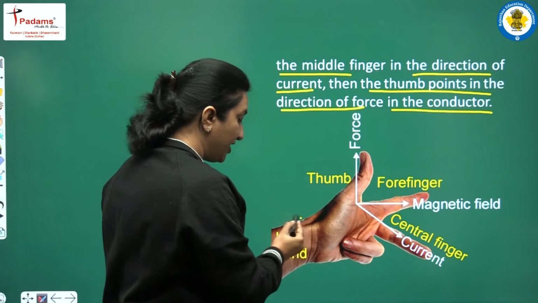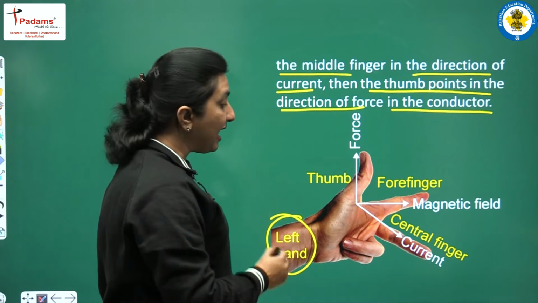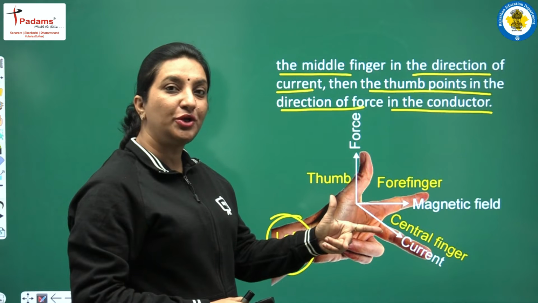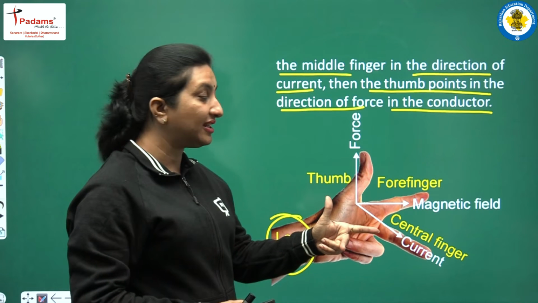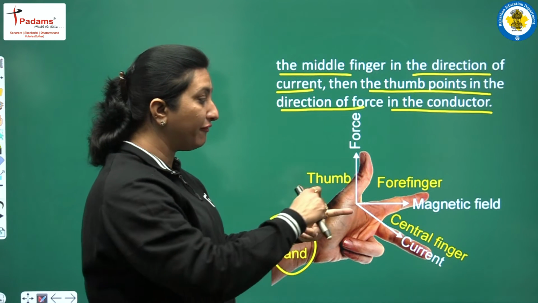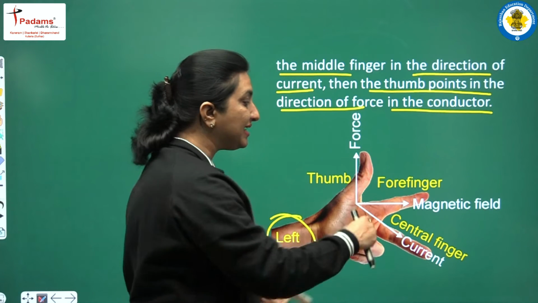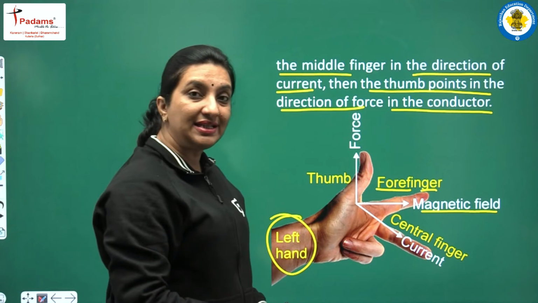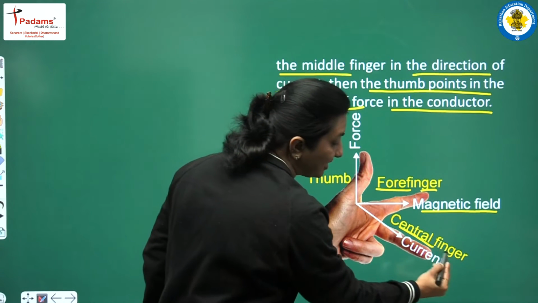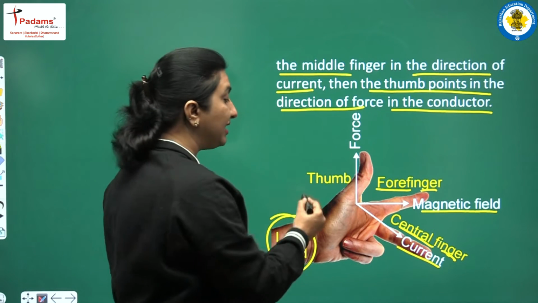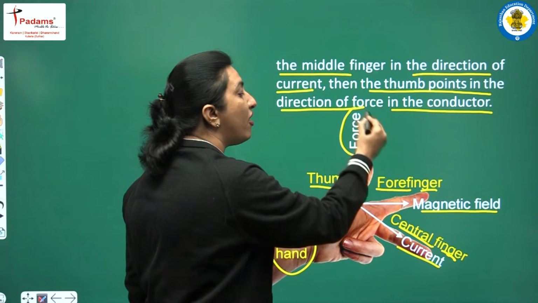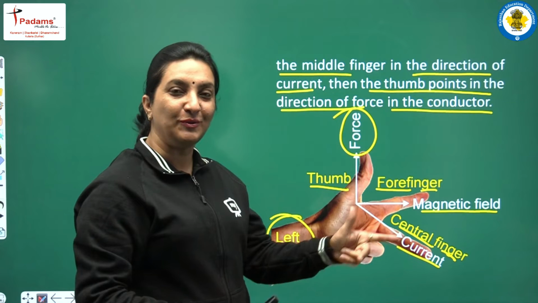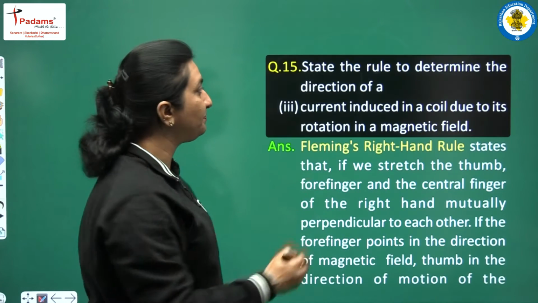So here, students, we have shown a left hand, and if the two fingers and the thumb are stretched mutually perpendicular to each other, then what we see is that the forefinger is giving the direction of magnetic field, here you can see, students, and the central finger is giving the direction of current, then the thumb will give the direction of force. So, this is Fleming's left hand rule. Now, let us see the next part.